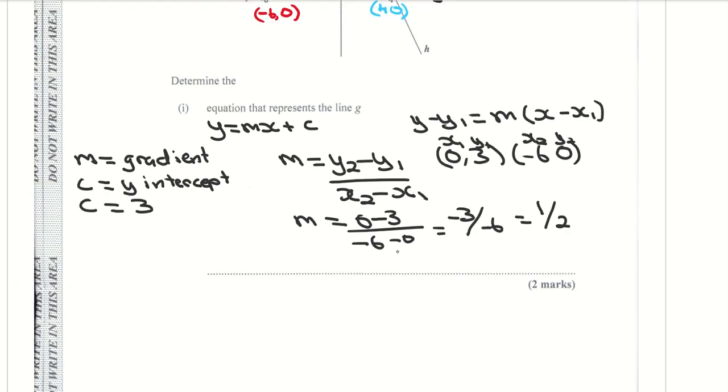So knowing this here, which is equals to a half, you can say y is equals to half x plus c. Plus 3, sorry. Let's just erase that. Plus 3. Now, let's just say you forgot that c is your y-intercept.